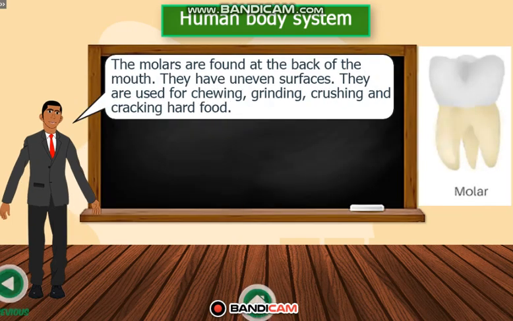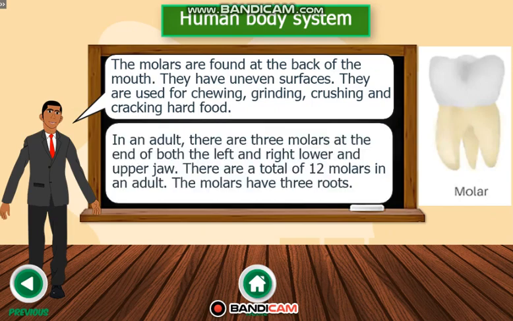The molars are found at the back of the mouth. They have uneven surfaces. They are used for chewing, grinding, crushing, and cracking hard food. In an adult, there are 3 molars at the end of both the left and right lower and upper jaw. There are a total of 12 molars in an adult. The molars have 3 roots.